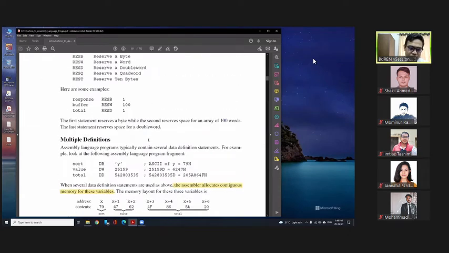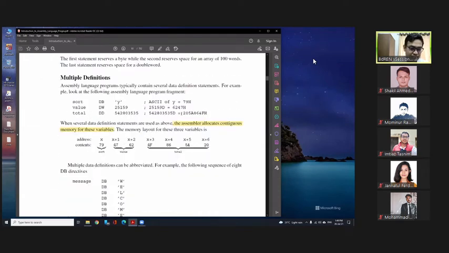We can also remember that we can do multiple definition. That means multiple data allocation, like this way. And we know that our assembler translates between the assembly language code, that means this one, and the machine language, which is 1010 or hexadecimal numbers.